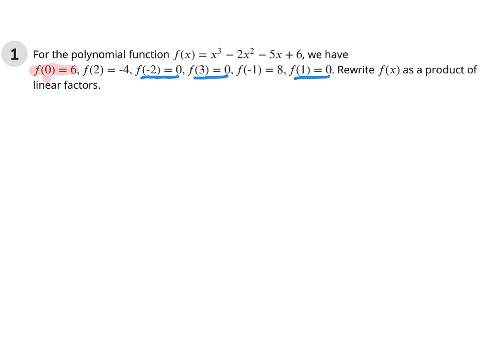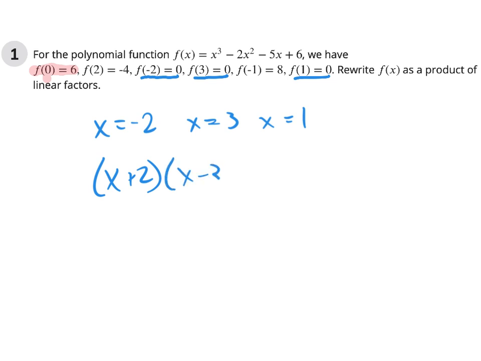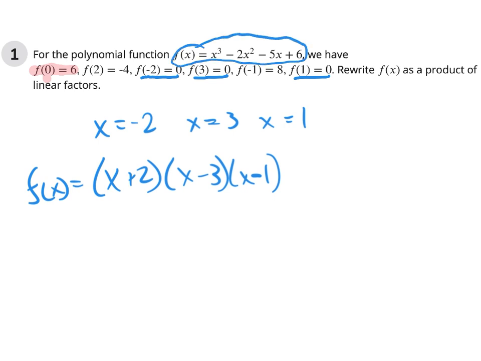All right, now we have listing the factors. We have x equals -2, x equals 3, and x equals 1. So what we want to do is change the signs: x plus 2, x minus 3, x minus 1. And that's what f of x is, factored. If I multiply this out, I will get this polynomial up here. So we answered the question. Rewrite as a product of linear factors.